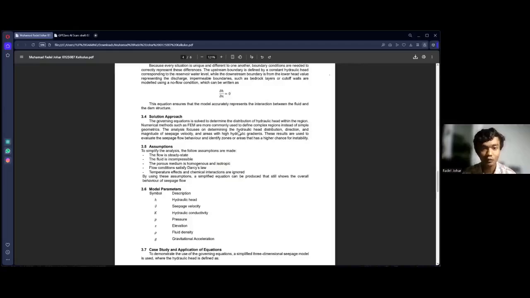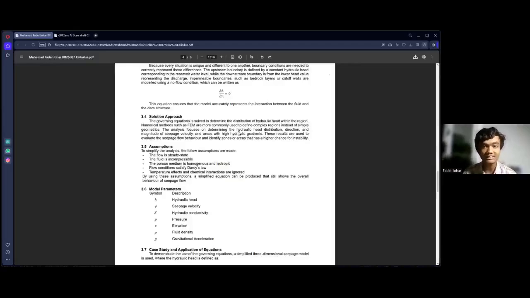However, we will have several assumptions just to make the equations used much simpler, because we are not trying to accurately predict real-life occurrences, but we are trying to understand the overall flow behavior of seepage flow itself. So to simplify the analysis, the following assumptions are made.